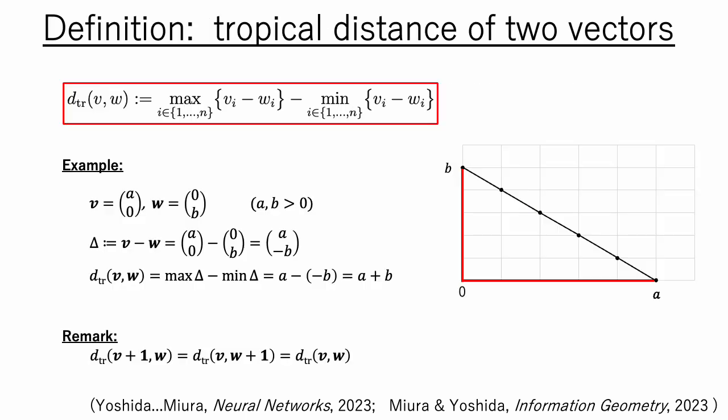Here is the definition of the tropical distance between two vectors v and w. In this example, it may be convenient to take the difference vector delta for the two given vectors. Then the max minus mean of the difference vector delta is what we want. The result a plus b is somehow similar to a Manhattan distance. Finally, it should be noted that adding one vector to v or w does not change the distance. Therefore, the tropical metric is invariant under one vector as desired.